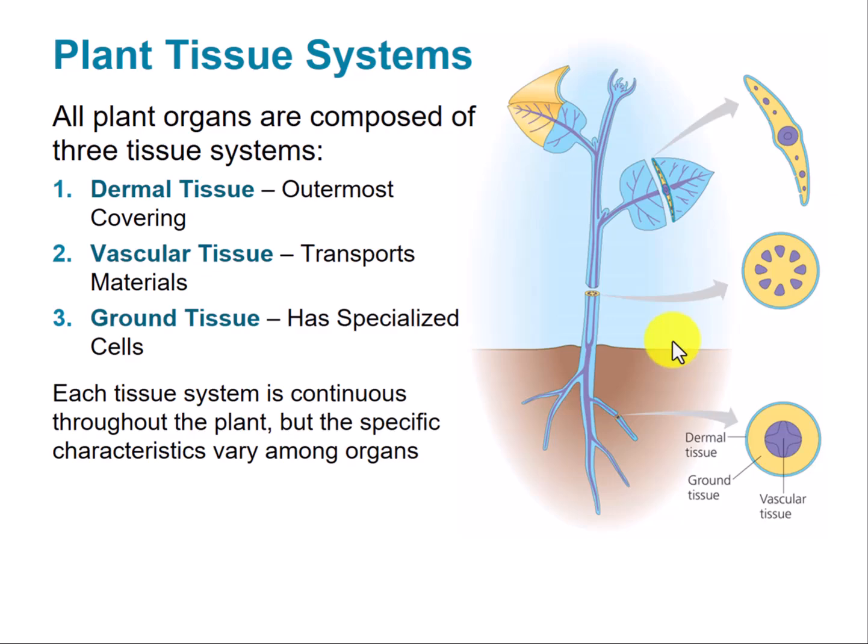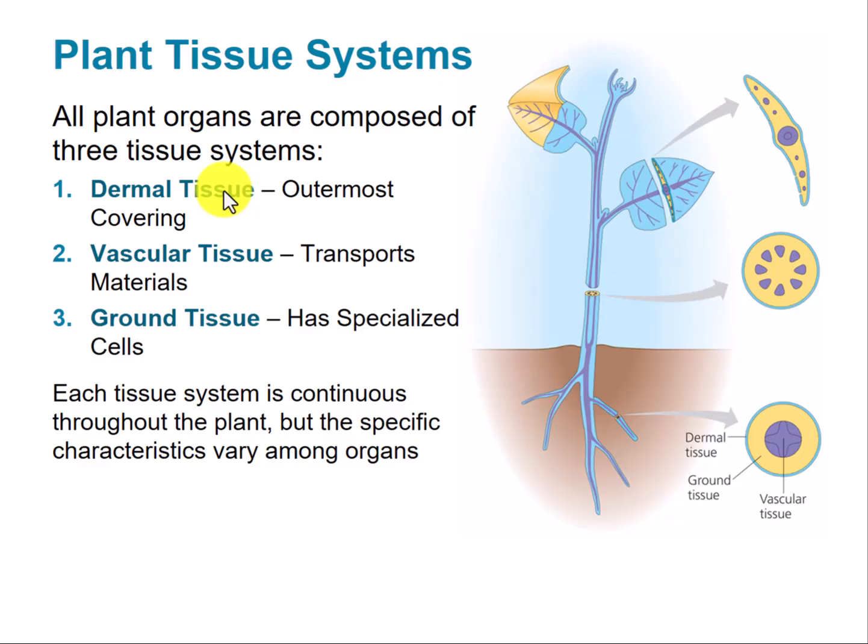All right, so this is our second lecture for chapter 28. In lecture 1, we looked at the difference between monocots and eudicots. We looked at plant organs and the organ systems that they're contained within, and now we're going to look at the tissues that make up those organs and the cells that make up the tissues.